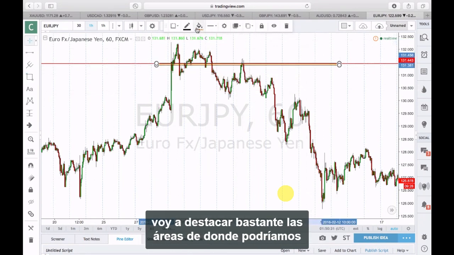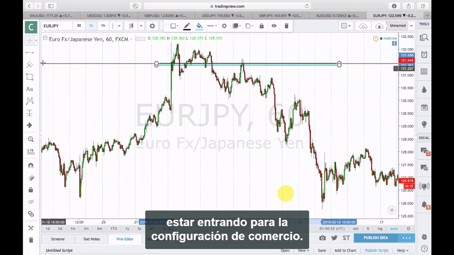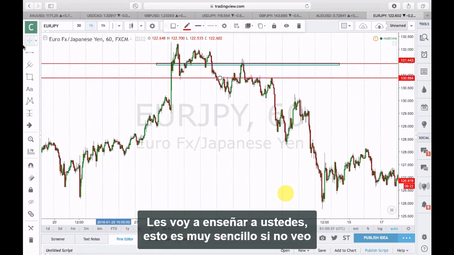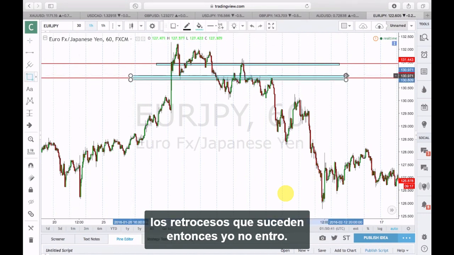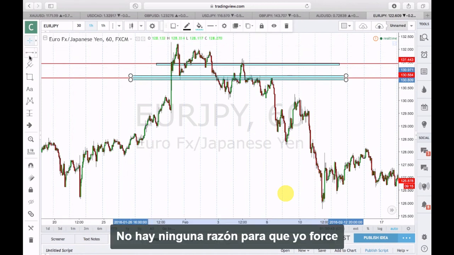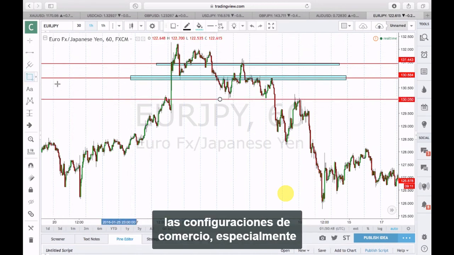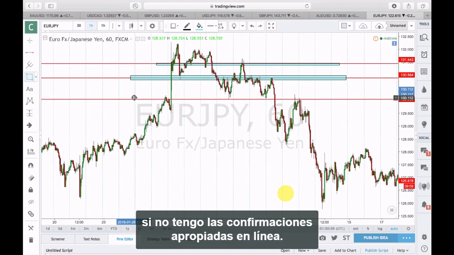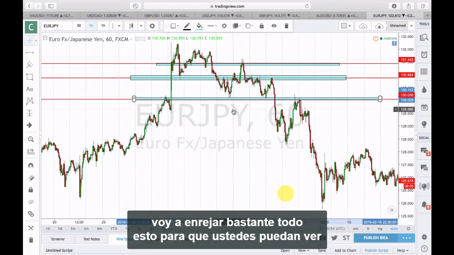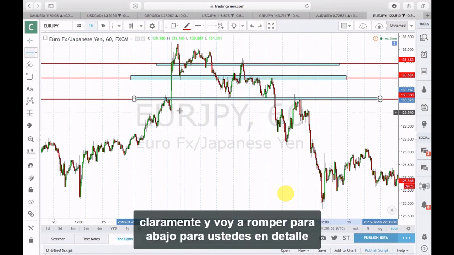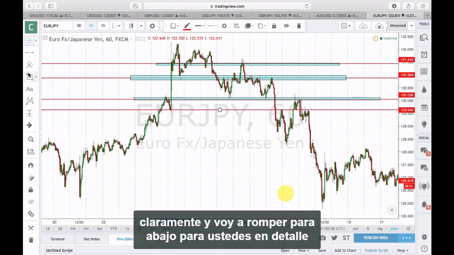I'm going to highlight pretty much the areas of where we could be entering for the trade setup, okay? I'm going to show you guys. It's very simple. If I don't see the pullbacks happening, then I don't enter. There's no reason for me to force trade setups, especially if I don't have the proper confirmations in line, okay? So I'm pretty much going to trail this whole thing so you guys can see clearly, okay?